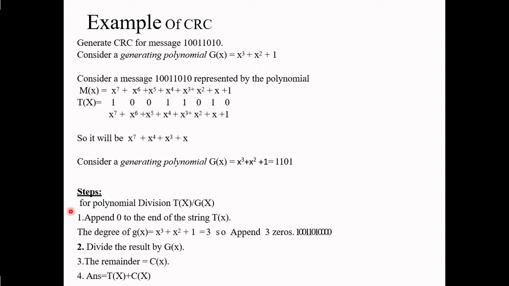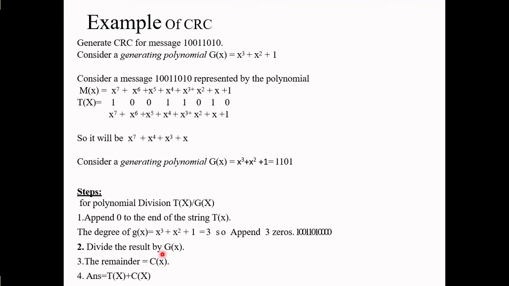Now the steps for polynomial division: T(x) divided by G(x). Append 0s to the end of the string T(x). So here this is our T(x). Now the degree of G(x), which is x cube plus x square plus 1, is 3. So we have to append three 0s to the original data. Our original data is 1 0 0 1 1 0 1 0. So we have to append three 0s at the end of the string, and it will become 1 0 0 1 1 0 1 0 followed by 0 0 0.